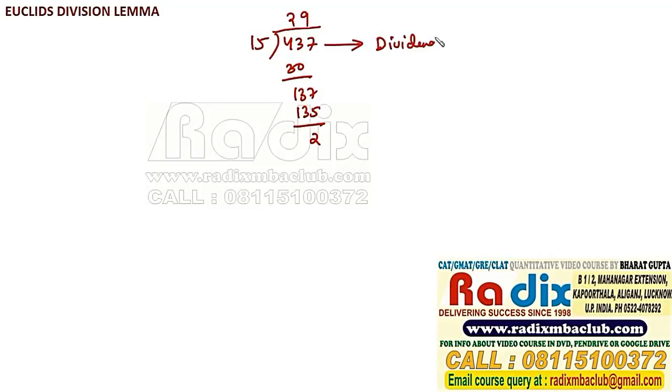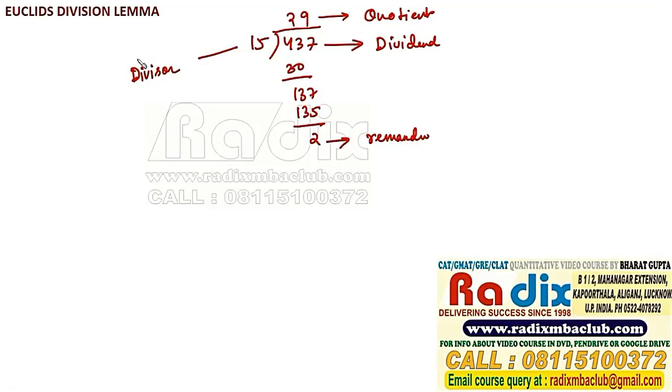Now first of all, Euclid's division lemma. Let's say we have a number like 437 and it is divided by 15. 15 2s are 30 and 15 9s are 135. So in this case 437 is known as the dividend. This is the quotient. This is the divisor and this is the remainder.